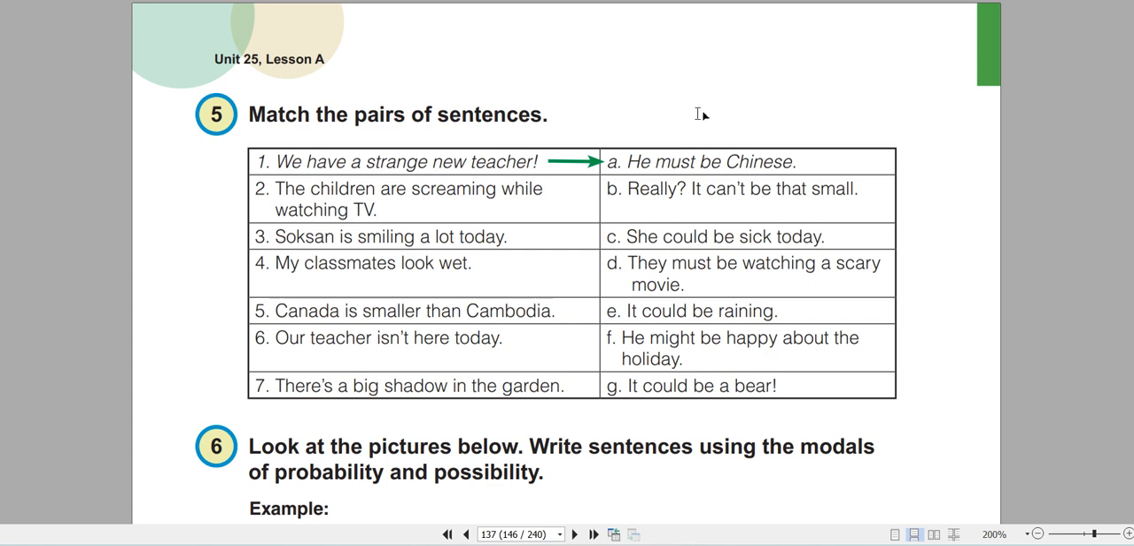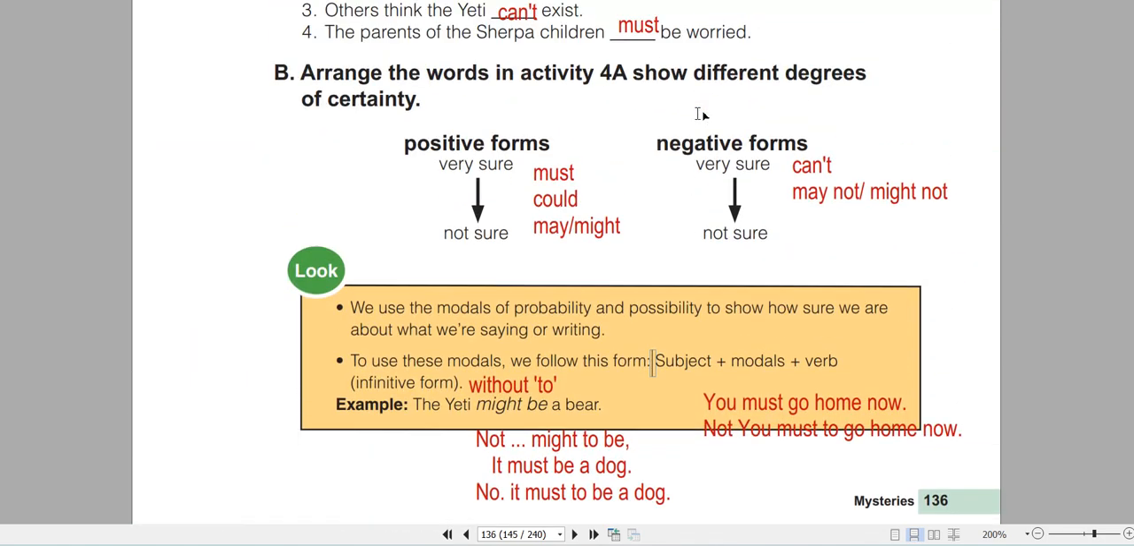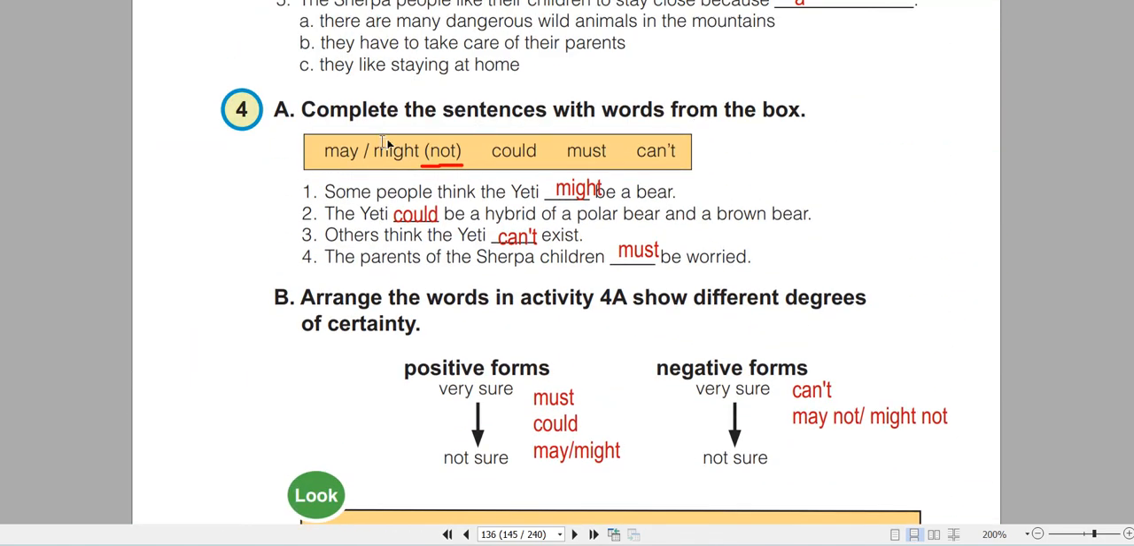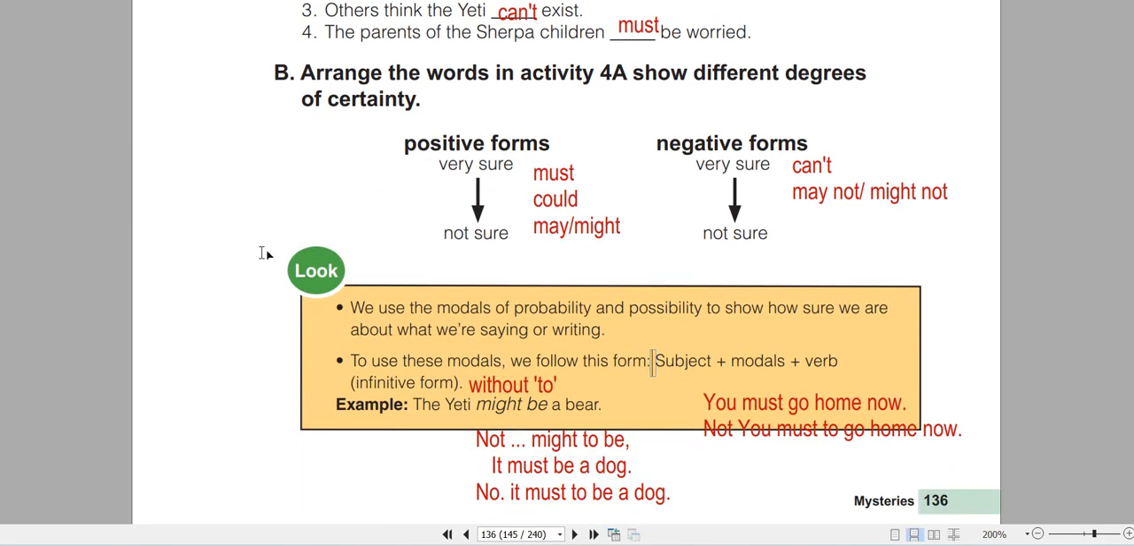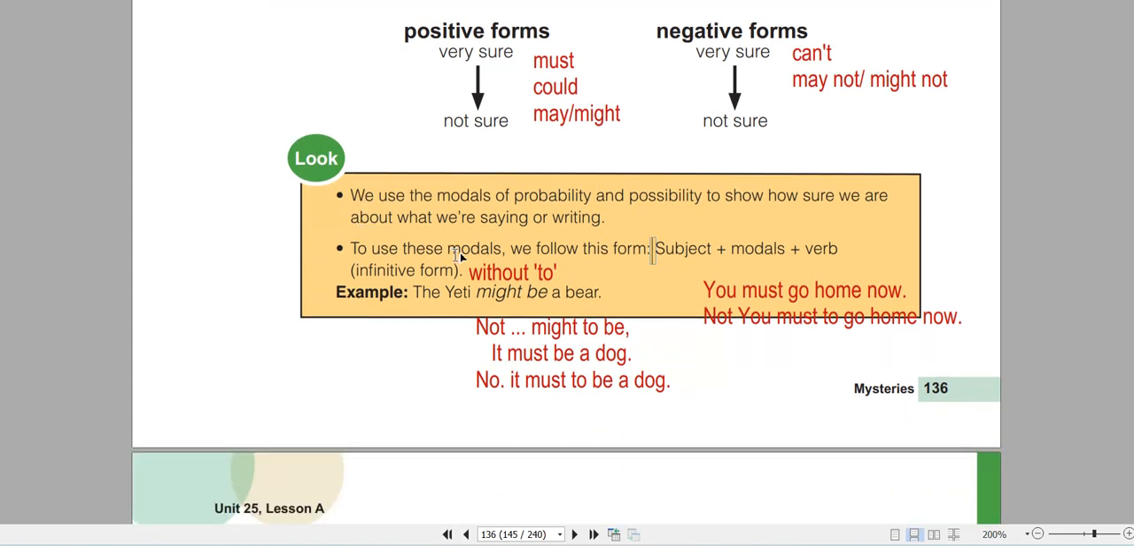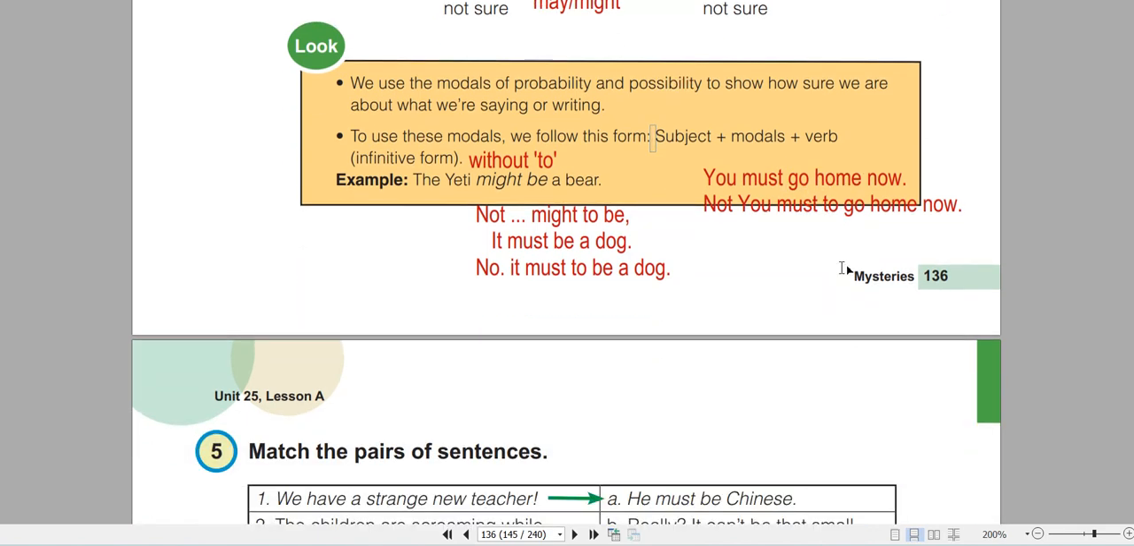Okay, so now we continue from number four. Number four talks about completing the sentences with the words from the box. In number four as well, we talk about the way that we use modal verbs, or modal auxiliary verbs. We can see the form of the modal words: subject plus modal. Modal here means modal verbs or modal auxiliary verbs. And then we add a verb, meaning the infinitive form.